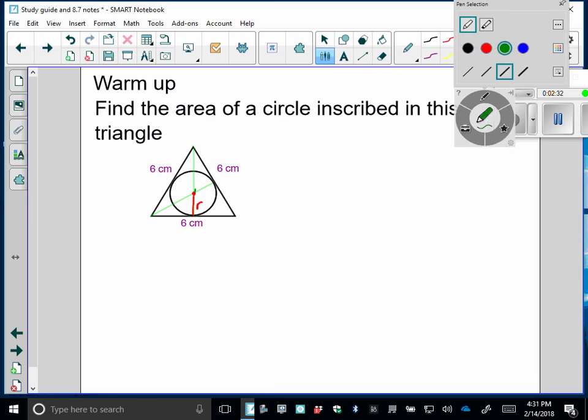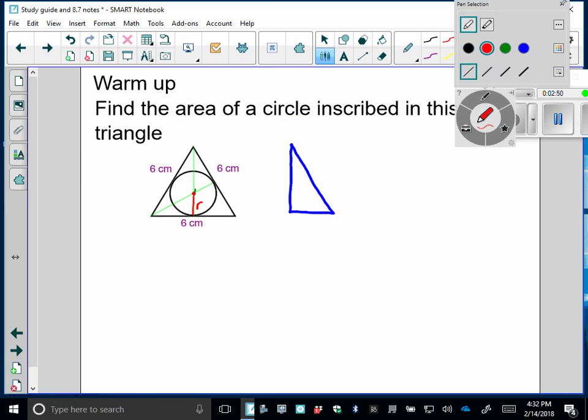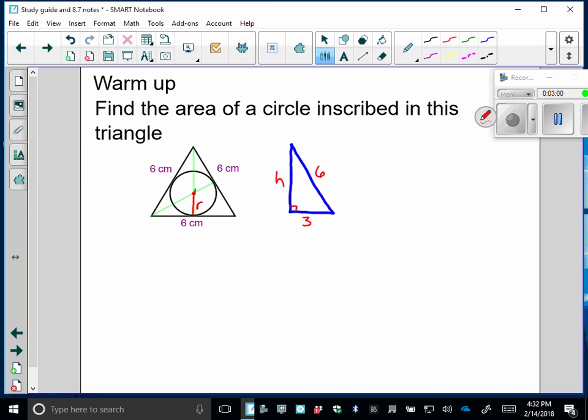In fact, one way to begin this problem is to consider this right triangle. If I bring this right triangle out, I know that this is 6, and since it's an equilateral triangle, this is a right angle and this is 3. I need the height of this triangle, because if I find the height of this triangle, I can divide it into 3 parts to get the radius.